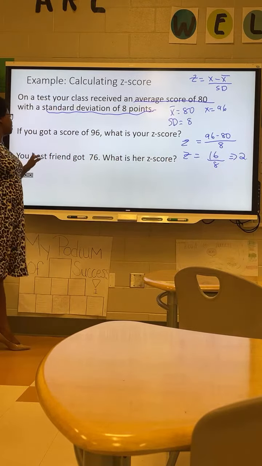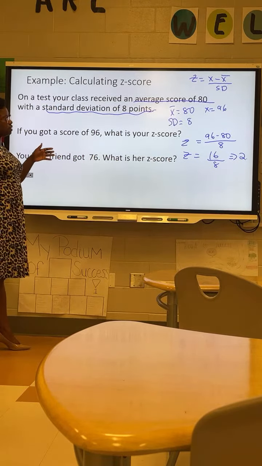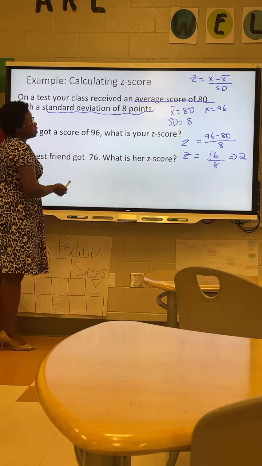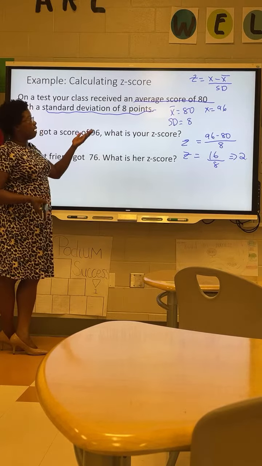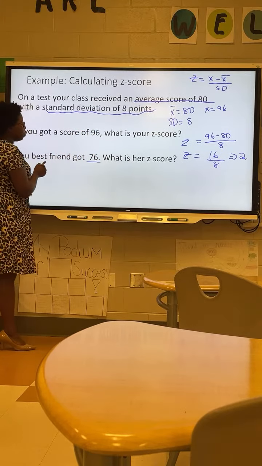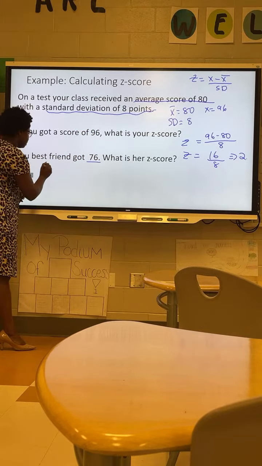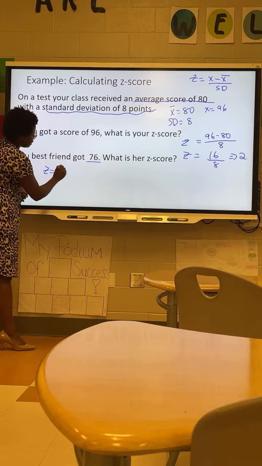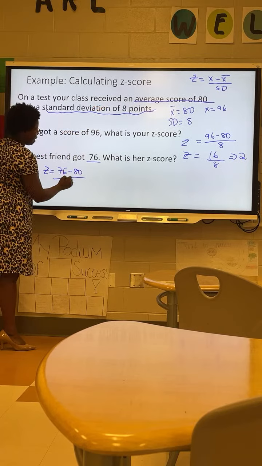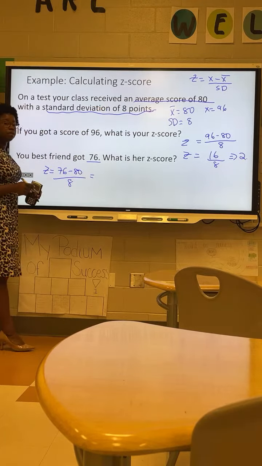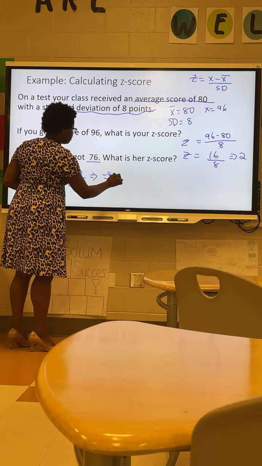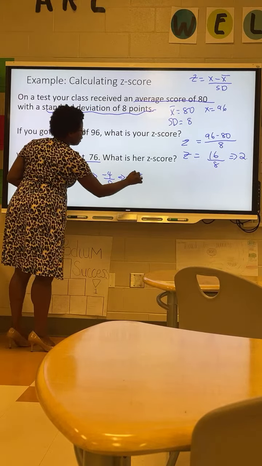They're saying that your friend got 76 on their test. So what is their z-score? We'll do the same thing. Since that is the same class, we're going to use the same average and the same standard deviation. The only thing that is different is going to be our actual score. So z is equal to the data value, so that's x, minus the mean, divided by standard deviation, which is 8. So let's fill this in. That's -4 over 8, which is equal to -0.5.